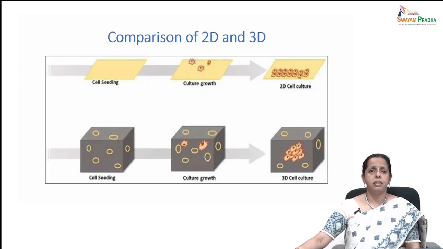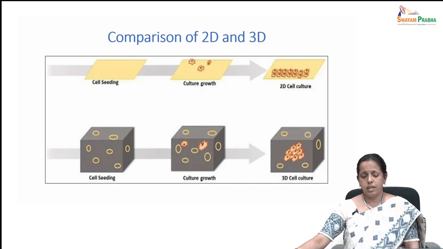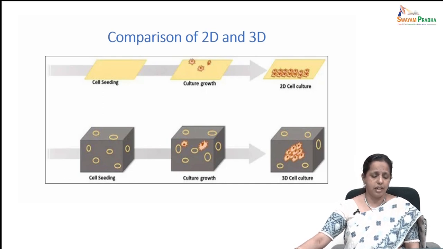And here the cell seeding is in a linear pattern, and the cells grow in a single linear way. Whereas if we add a Z dimension to the seeding, where the cells are not allowed to adhere to the surface, the cells tend to aggregate, like cancer cells, and they will form a complete 3D structure.